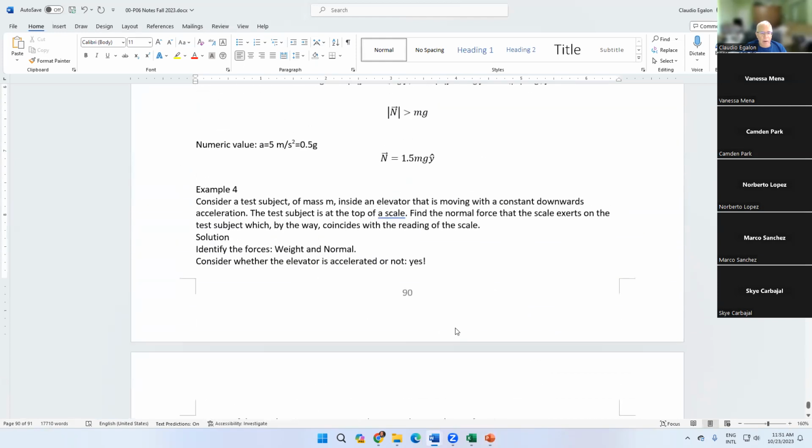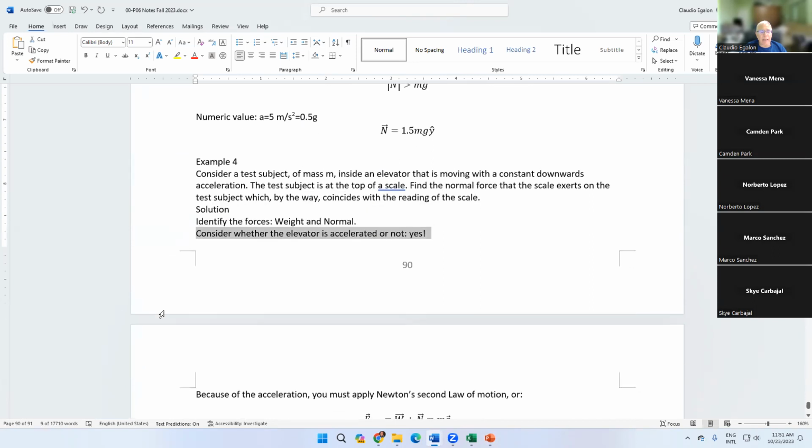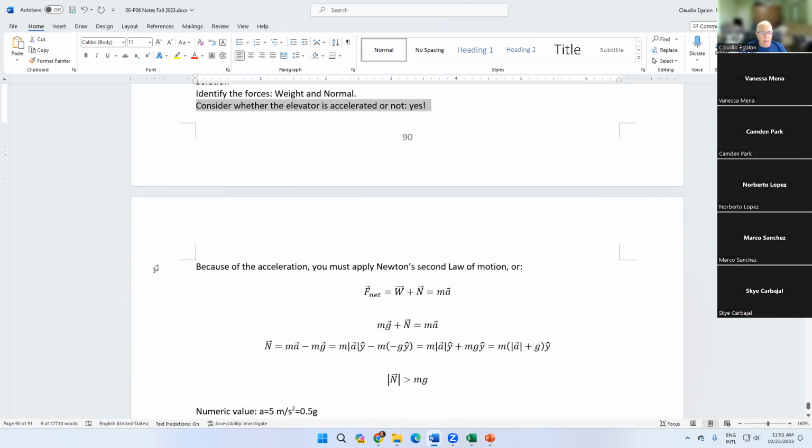Example 4, right? Identify the forces, weight and normal. Consider whether the elevator is accelerated or not. Yes, it is accelerated, so you must apply Newton's second law of motion, right? But now the acceleration is going to be in the other direction, the negative direction. The y here would be in the negative direction.